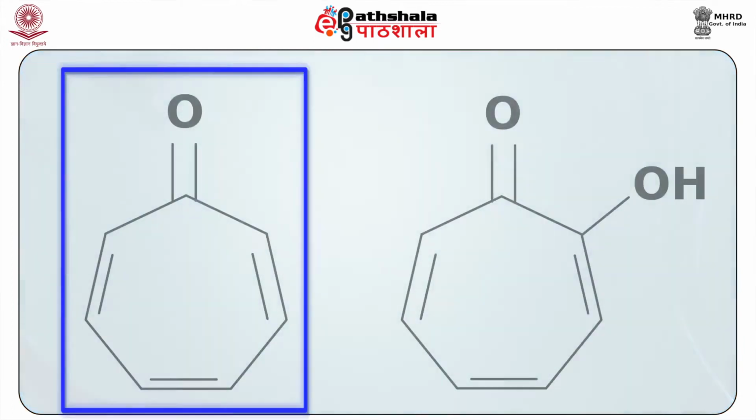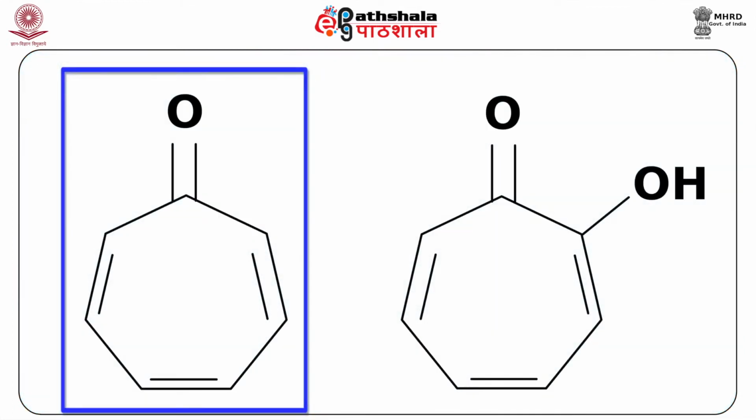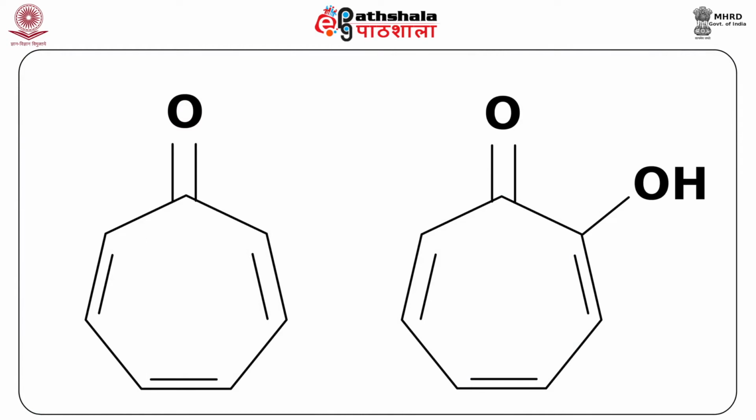Tropone, known in the IUPAC nomenclature as 2,4,6-cycloheptatriene-1-one, is a non-benzenoid organic compound and it is aromatic in nature. Tropone consists of a ring of 7 carbon atoms, which is very much equivalent to the cycloheptatrienyl cation. It has 7 carbon atoms with 3 conjugated alkene groups and a ketone group.